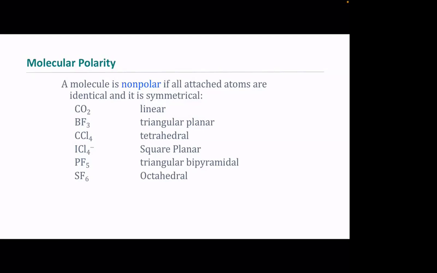Now all the attached atoms have to be the same, because if you take something like tetrahedral and I do this, you better believe that's polar, right? Because the chlorine's highly electronegative, those hydrogens aren't going to cancel it out. So that is polar. So if all the attached atoms are identical, then all of these are symmetrical, and you have a non-polar molecule, even though you have polar bonds.